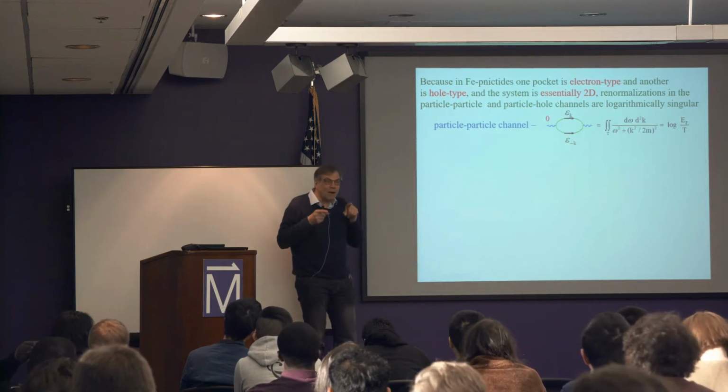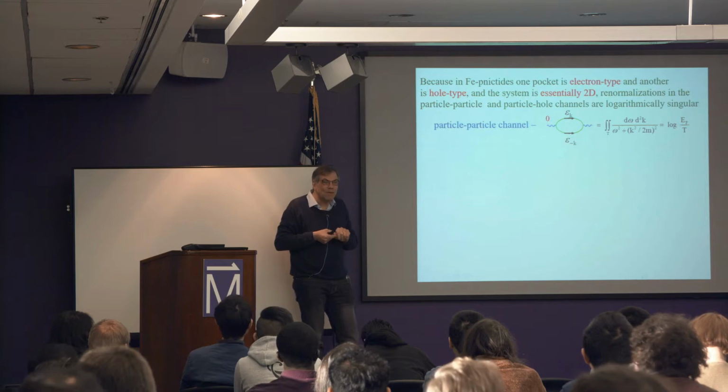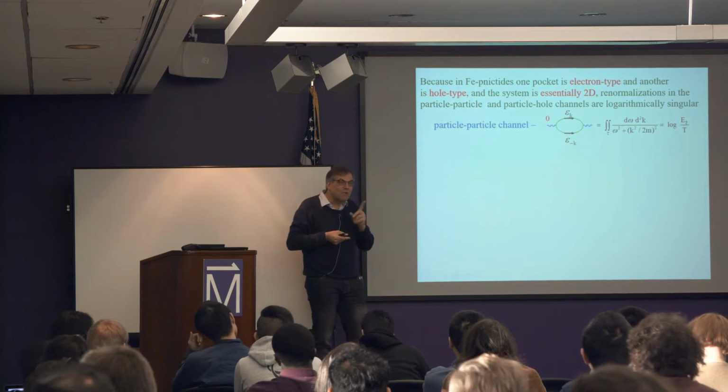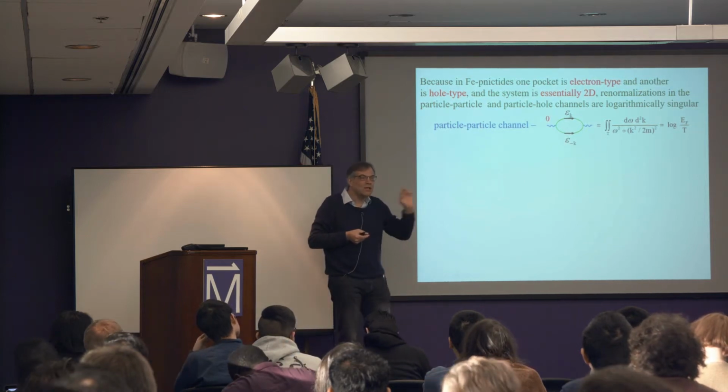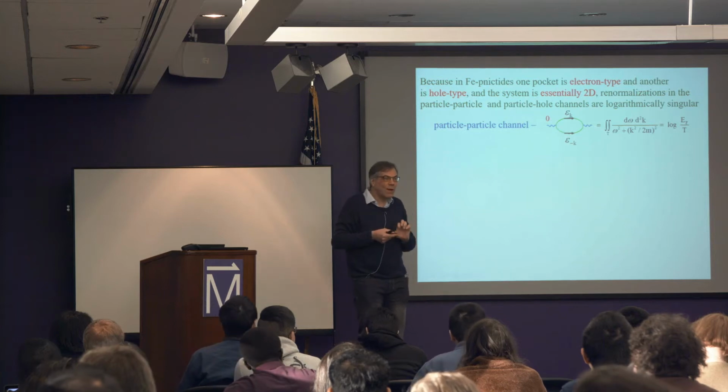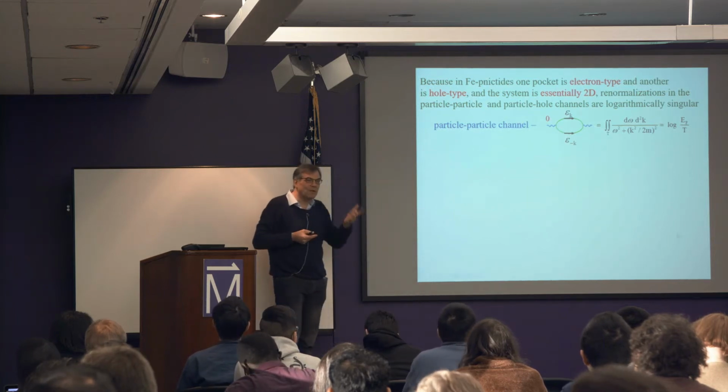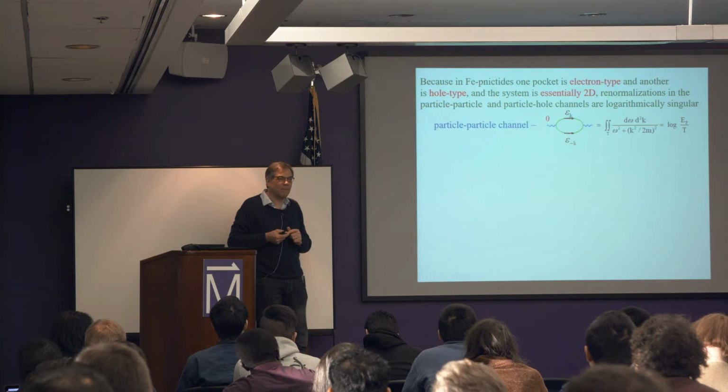We all know that in a particle-particle channel, there is a Cooper instability, right? That's not what we're talking about. We're at energies larger than the Fermi energy, so we're not talking about the Cooper instability. Cooper instability comes from energies smaller than the Fermi energy.